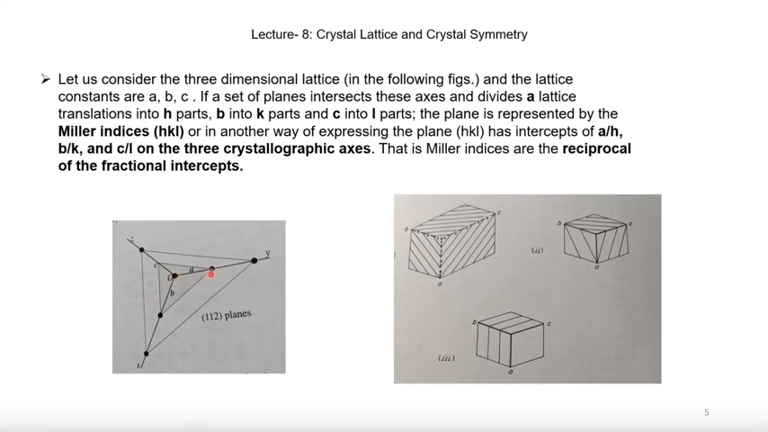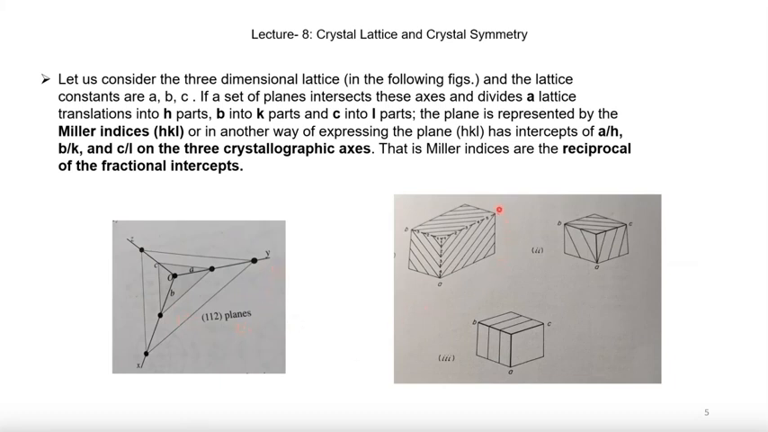So this is the direction. Here is the direction A, here is the direction C, here is the direction B. So this plane we call the 1, 1, 2 plane, because you see here we have 1 cut at A, 1 cut at B, and 2 cuts in C. And therefore we call these 1, 1, 2 planes.